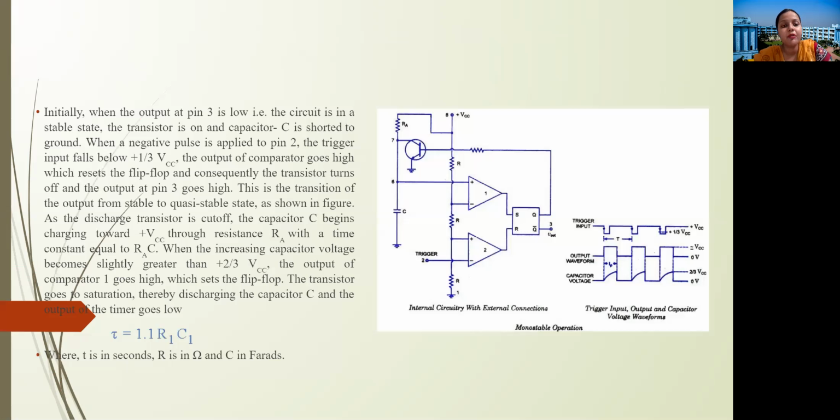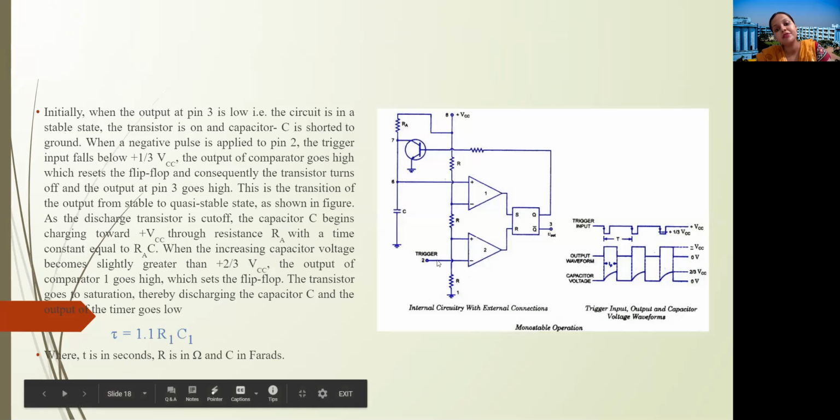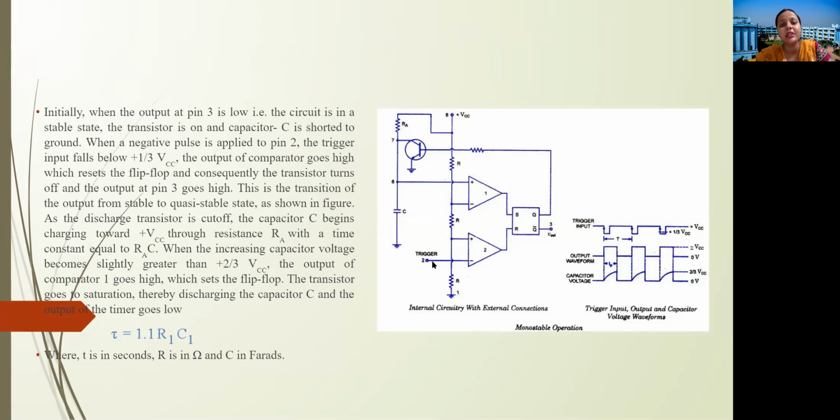So initially when the output at pin 3 is low, that is, the circuit is in a stable state, the transistor is on and the capacitor is shorted to ground. When a negative pulse is applied to pin 2, the trigger input falls below 1/3 VCC, and the output of the comparator goes high. Here this is very important: why is a negative pulse being applied? Since the trigger pin is connected to the negative of the lower comparator, to activate this, a negative pulse is required. This is the transition of the output from stable to quasi-stable state.